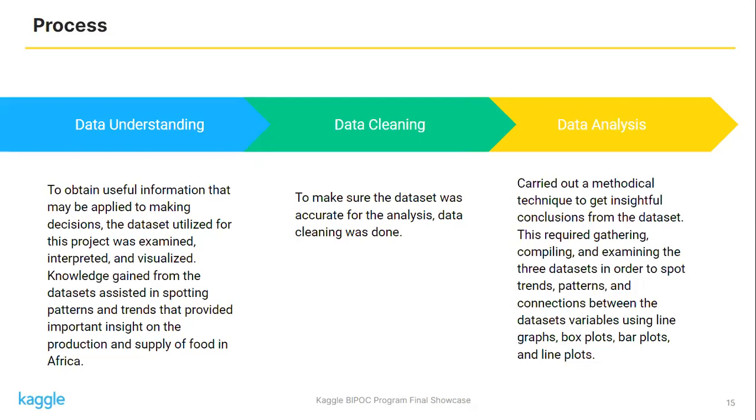Process. These are the various processes that were involved in the analysis of this project. First, we look at the data understanding. In the data understanding, we obtain useful information that may be applied in making decisions. The data set utilized for this project was examined, interpreted, and visualized. Knowledge gained from the data set assisted in spotting patterns and trends that provided important insight on the production and supply of food in Africa.